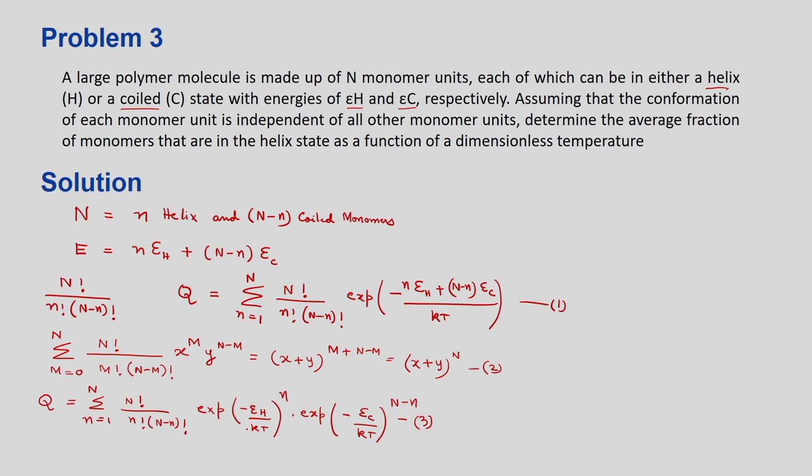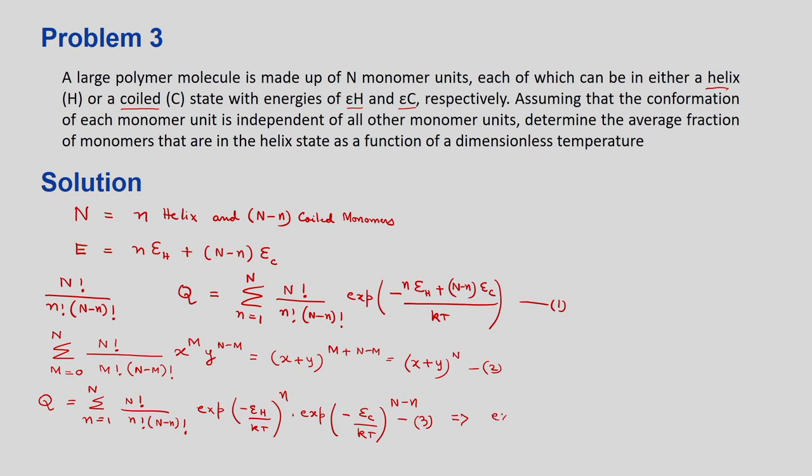See, now x can take the form minus EH by kT and y can take the form minus EC by kT. So it means this entire expression, based on the binomial term, will simply become (x plus y) to the power N. So what is x here? X is here minus EH by kT, and what is y here? It is minus EC by kT.